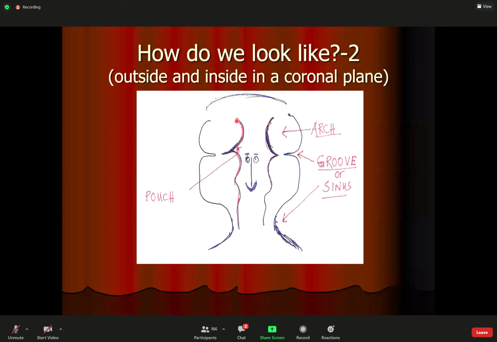But the concept should be clear right now. What is an arch? An arch is an elevation. So we have an arch inside, we have an arch outside. We have a pouch inside, outside we have a groove. This is the first arch. Second and third arch are mixed together. You can see that. And then we have sinuses or the groove outside, and we have a pouch inside. So anything going inside, we call a pouch. Anything outside, we call a groove. So the external ear is a groove.